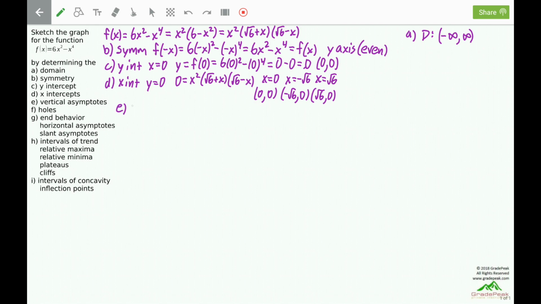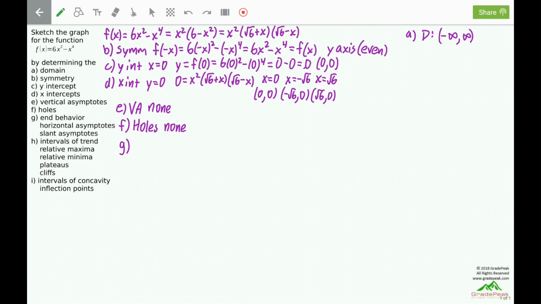For part E, we want to determine any vertical asymptotes. f of x is a polynomial with no denominator, so it will have none. For part F, we want to determine any holes. f of x has no denominator, so it will have none. For part G, we want to determine any end behavior, horizontal asymptotes, or slant asymptotes. f of x is a polynomial with no denominator, so it will not have horizontal asymptotes or slant asymptotes.